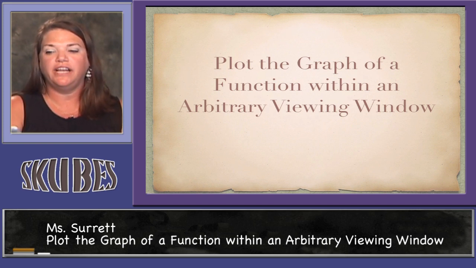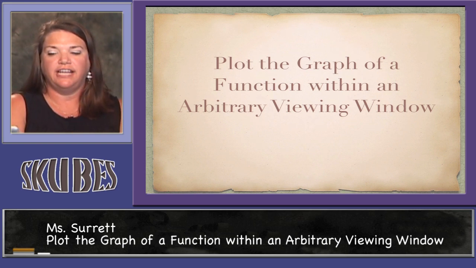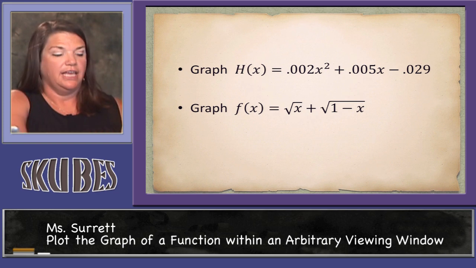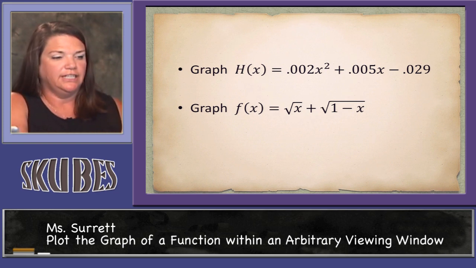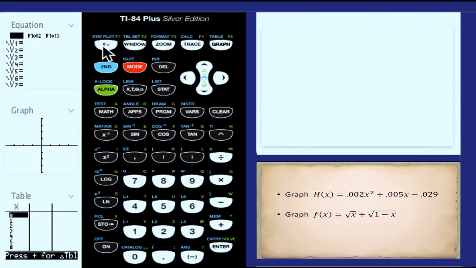The lesson on plotting the graph of a function within an arbitrary viewing window. Let's start with h of x equals 0.002x squared plus 0.005x minus 0.029. You need to first notice that this is a quadratic function so that you can get an idea of what the graph should look like. Because it's a quadratic function, it's going to look like a parabola. It's going to open up because the coefficient of x squared is positive.